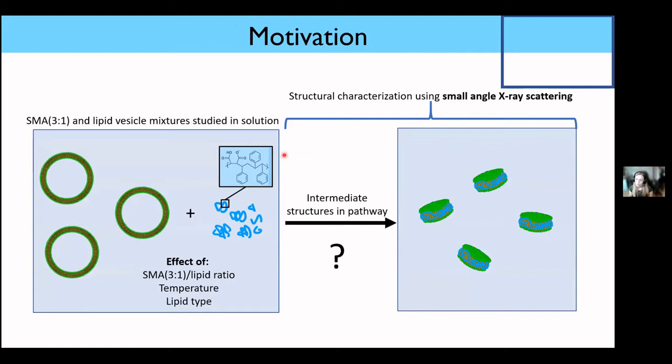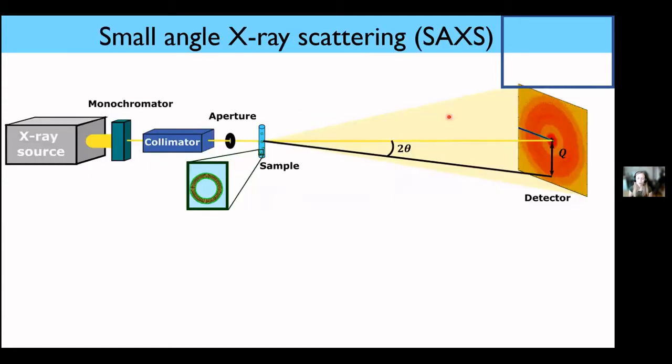So the technique we use for many projects in our group, but also for this, that we find is optimal for these types of studies, is small angle X-ray scattering. As some of you probably aren't experts in this, or maybe haven't used this technique before, I will go through it in some detail, although I see there are some people in the audience who know it quite well.